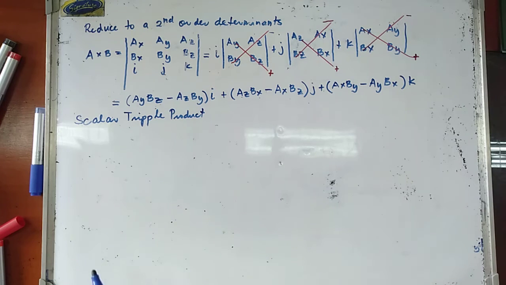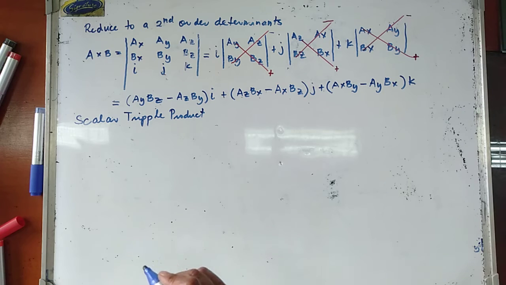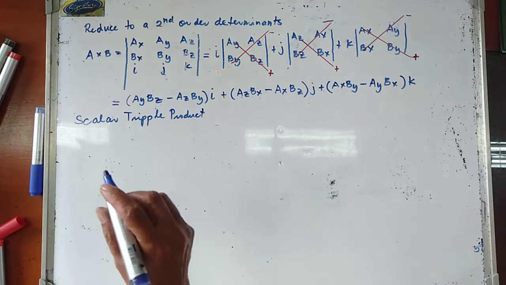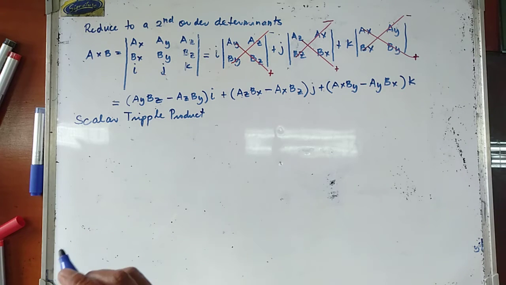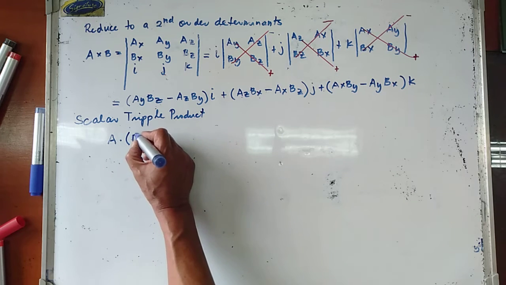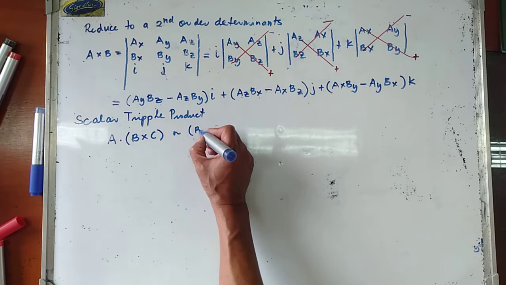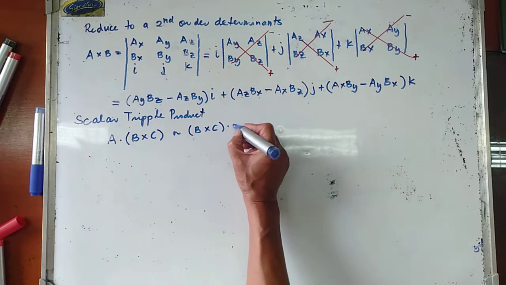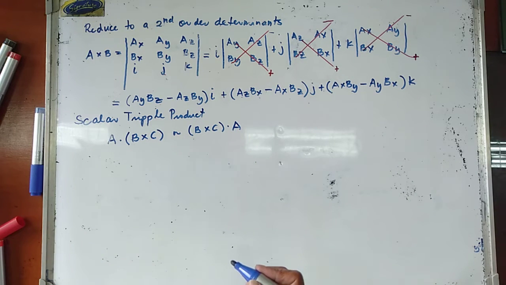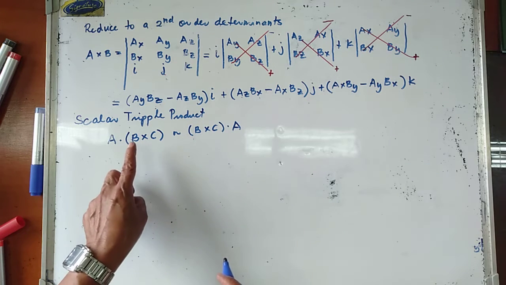Okay, how are we going to evaluate the scalar triple product? Speaking of the scalar triple product, it involves the dot product of a vector, say A, and the cross product of two vectors, say B and C. So vector A dot vector B cross vector C, or vector B cross vector C dot vector A. So it involves the dot product of a vector A and the cross product of two vectors, B and C.